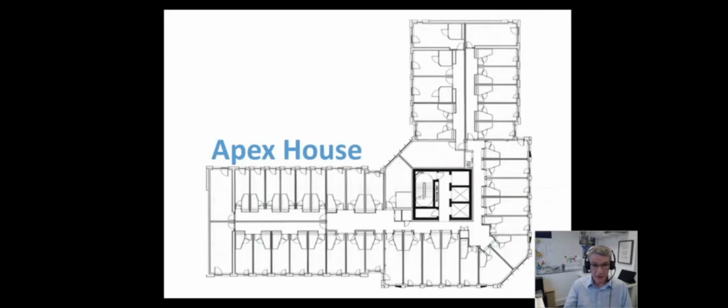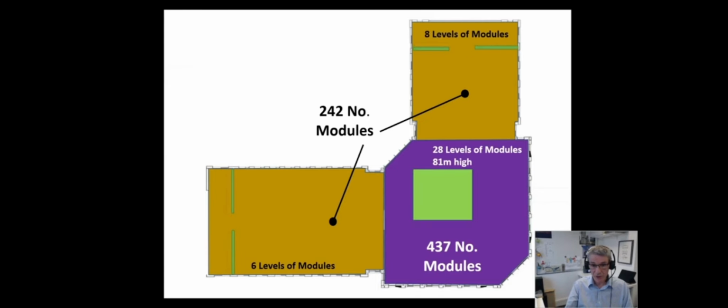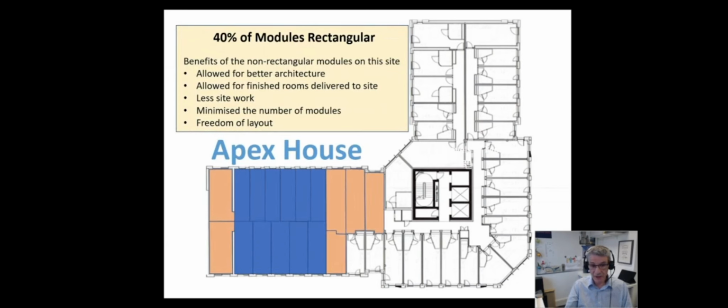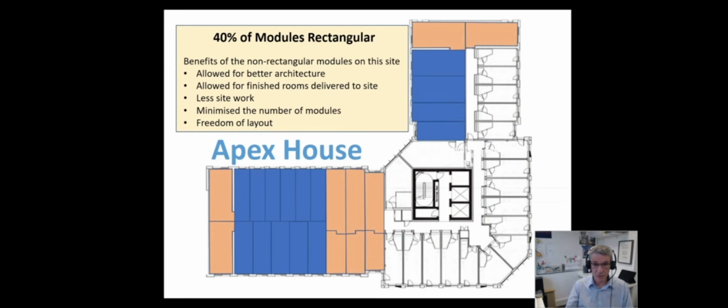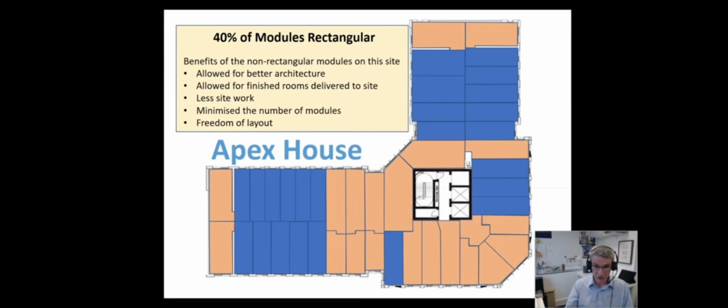Apex House in Wembley. It was two low wings and a tall tower with a concrete core. There were 28 levels of modules on that one. What's interesting is that on a given floor plate, only 40% of the modules were rectangular. All the other ones had some shape changes. This allows flexibility for the architect in developing the project.